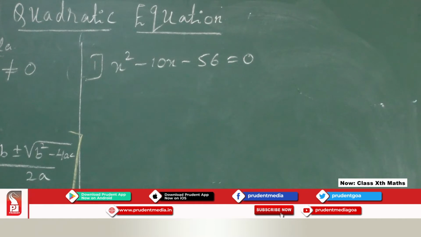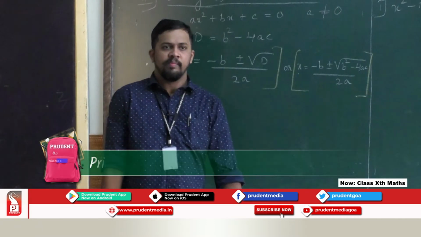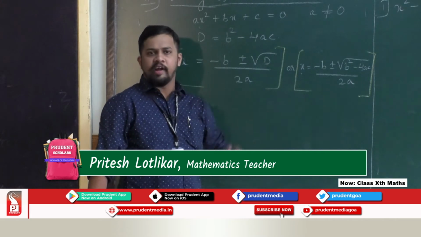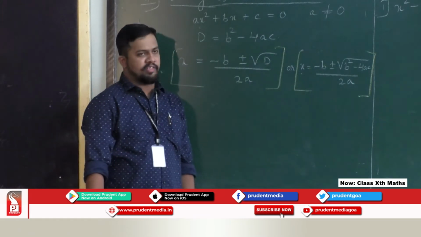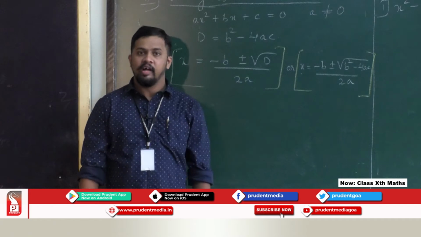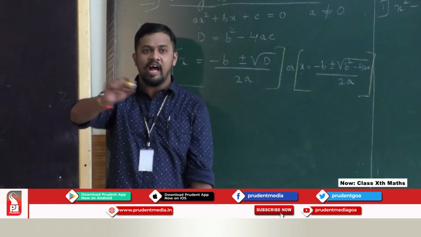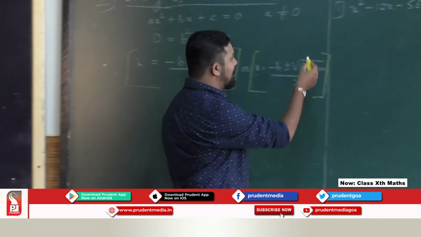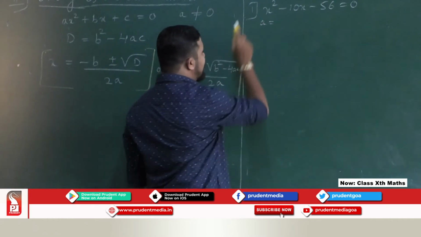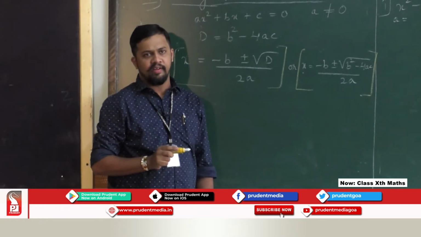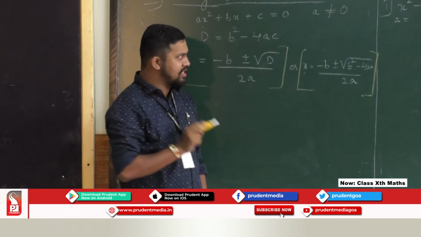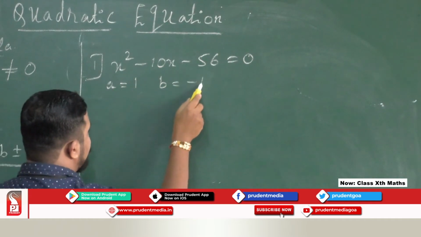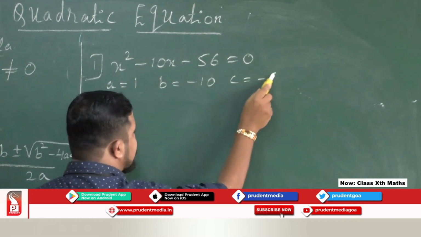The question will be: find the roots of the quadratic equation by using the quadratic formula method. The equation is given, and we can use factorization also. First, we have to identify the a, b and c terms. Just as in the last class, we identify what is a, what is b and what is c. When there is no coefficient at x square, it is 1. It doesn't say 0, it is 1. So a is 1, b is minus 10, c is minus 56.